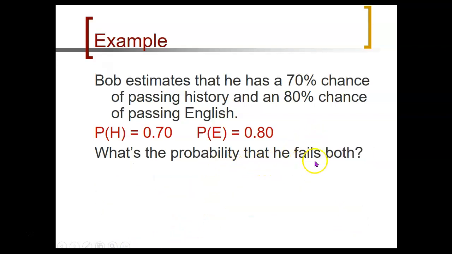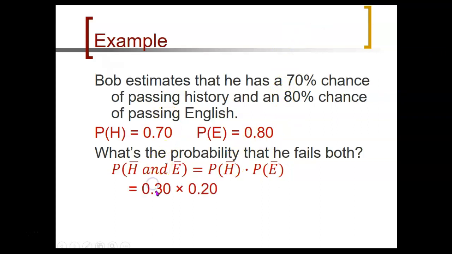What's the probability that he fails both? That is, that he fails history and fails English. So we're going to be multiplying together the probability of failing history times the probability of failing, that is, not passing English. So that would be 0.30, 1 minus 0.70, times 0.20, which comes from 1 minus 0.80, and when we multiply those together, we get 0.06.